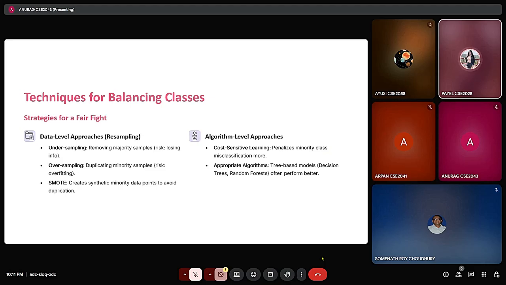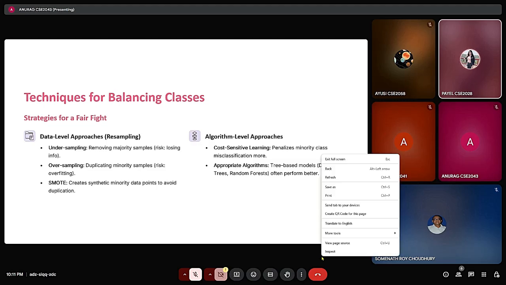In undersampling, we remove some samples from the majority class so that both classes are closer in size. While in oversampling, we duplicate samples from the minority class to match the majority class. And in SMOTE, instead of copying data, it generates new synthetic minority examples by interpolating between the existing ones. This avoids duplication and gives the model more variety.